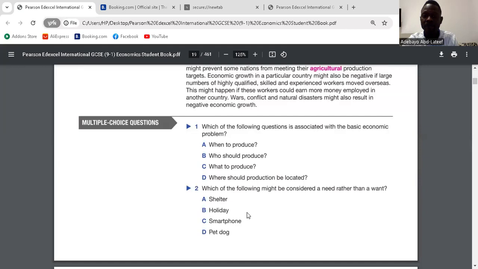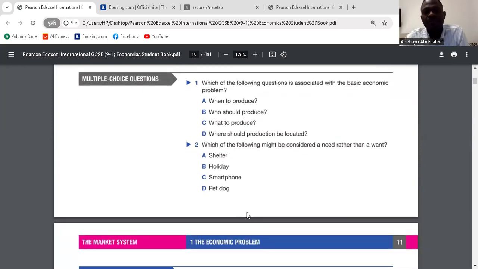No, what to produce? What to produce? Thank you. Question 2. Which of the following might be considered a need rather than a want? Shelter. Shelter, thank you.